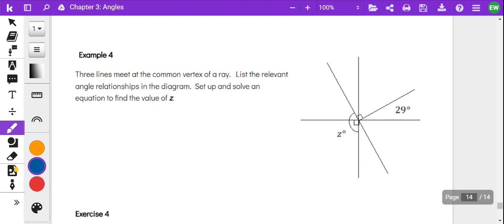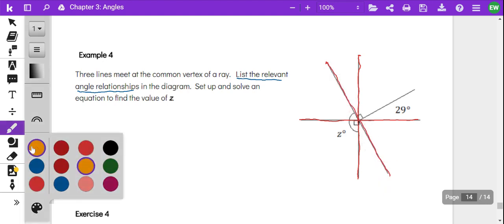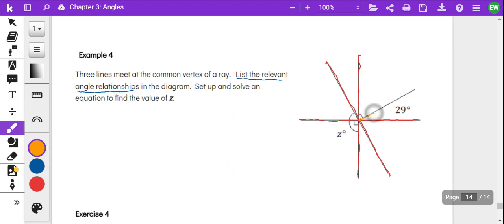Okay. So first thing we always should do is list the relevant angle relationships. Okay. So it's telling me 3 lines meet. So I have 3 lines. So I'm going to highlight those in red. So here's one that goes straight down. Here's one that comes straight across. Here's one that cuts through here. But then I have this random ray, which I'm going to highlight in yellow. Okay, so that's my ray.